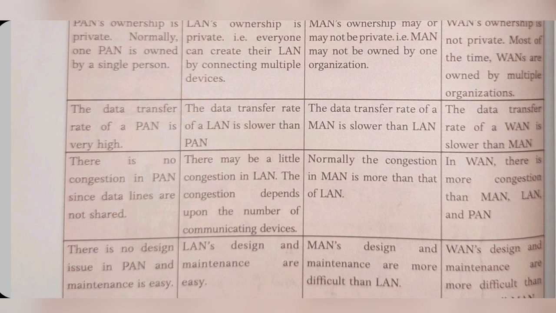And congestion: there is no congestion in PAN since the data lines are not shared. Congestion means when we want to get data from the same computer at the same time. Suppose we have three computers, computer A, B, C, and computer B and C want a file from computer A, and both computers request it at the same time. Then these things happen. Congestion means the network traffic will be jammed.